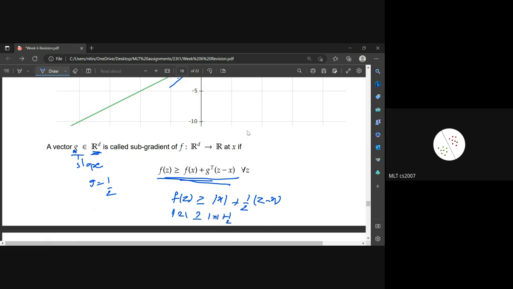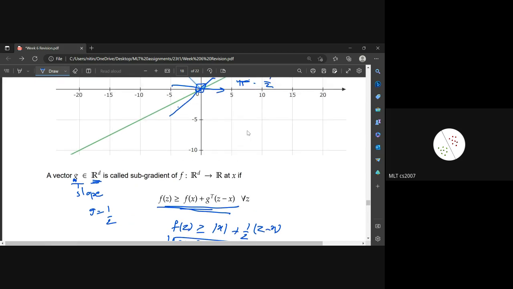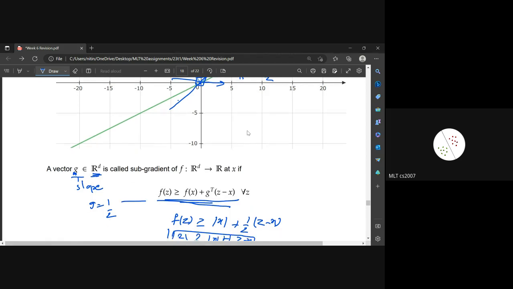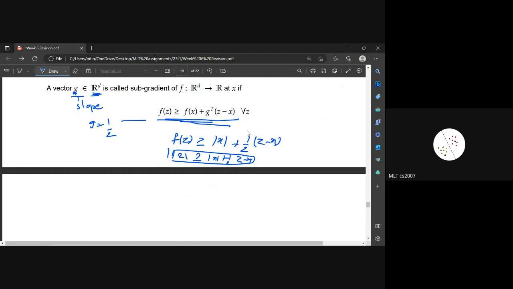So this equation says that the function value is always going to be greater than this line, something like this. I have taken some random number, but in general it tells you that it's going to be the slope or something like that, this vector.